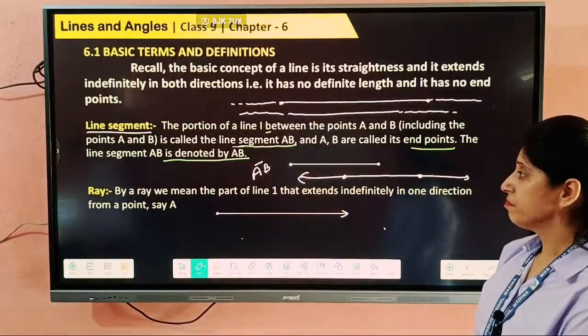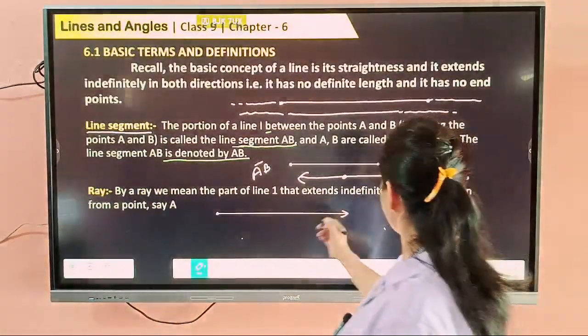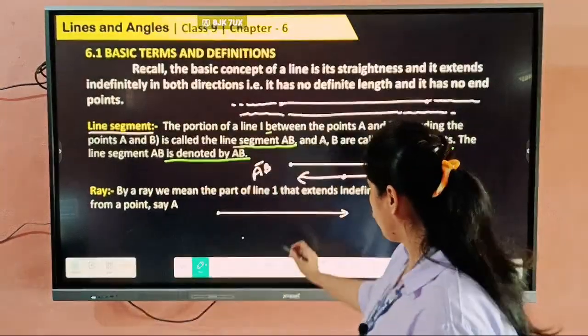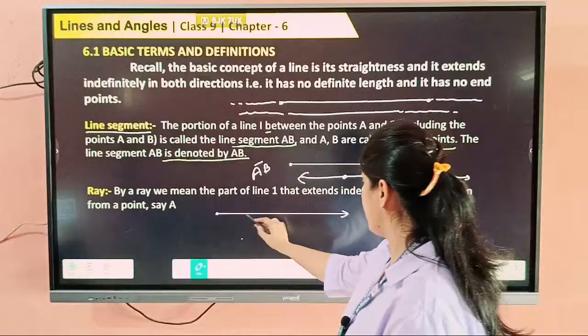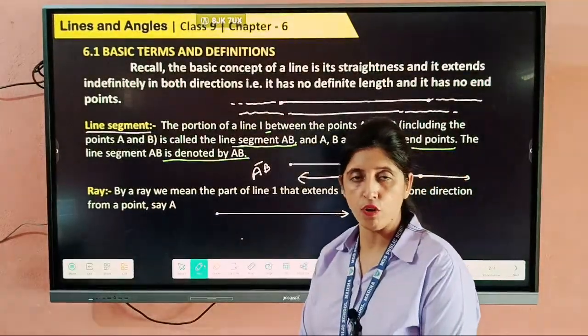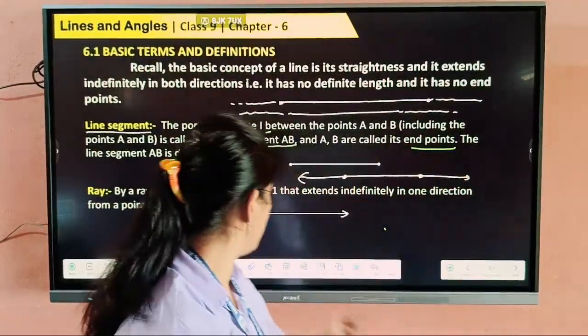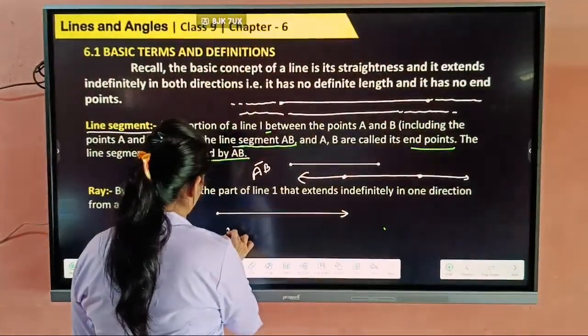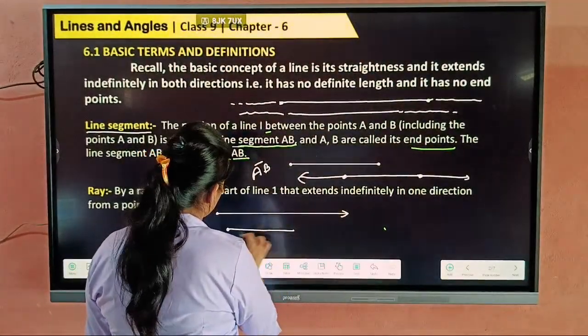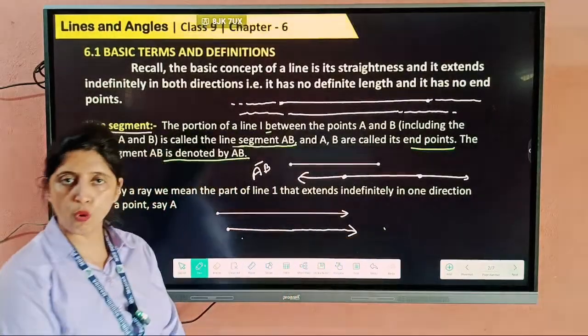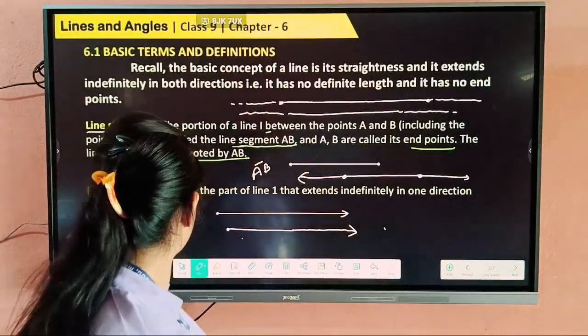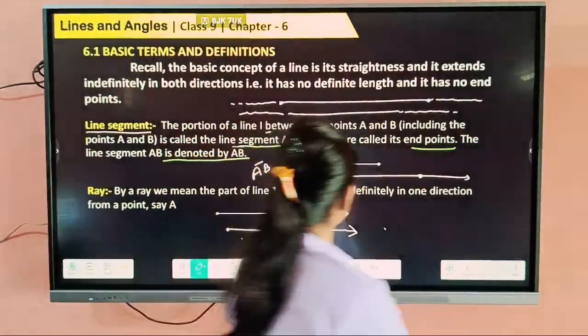What is a ray? A ray is also a part of a line, but it has only one endpoint, and a ray can be extended only from one side, not from both sides. Suppose this is a point and this is a line, and it will be extended from one side only, not from both sides. That is called a ray, right?